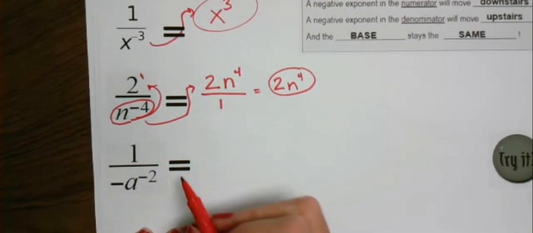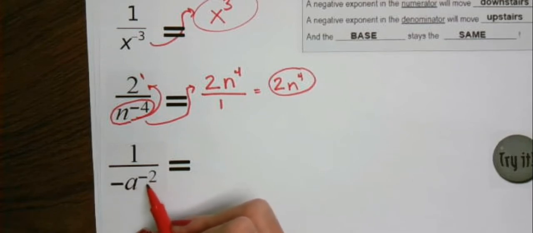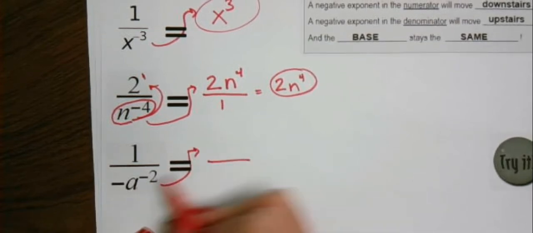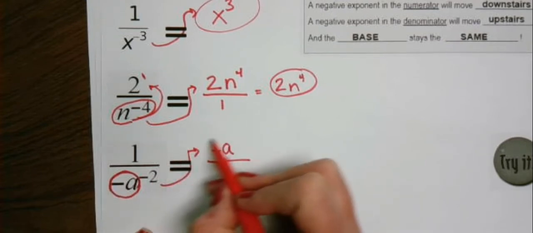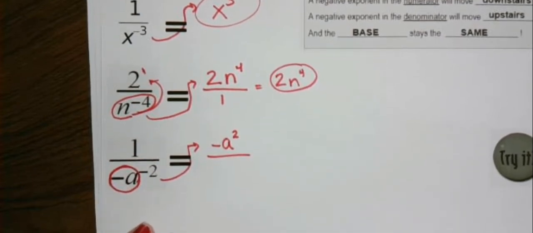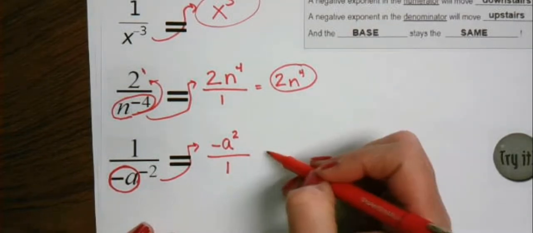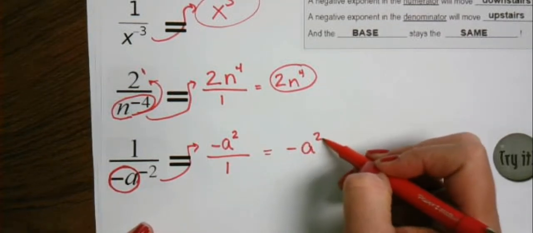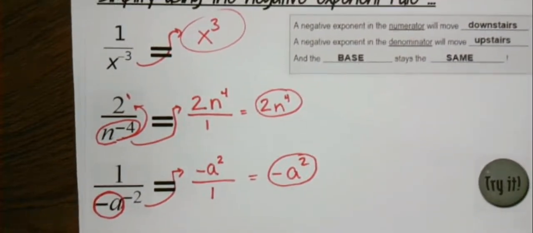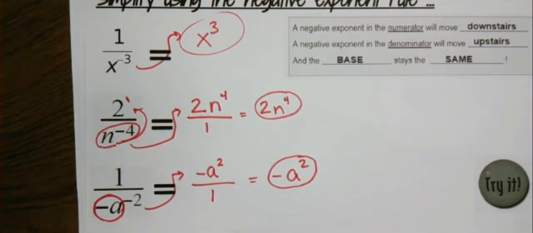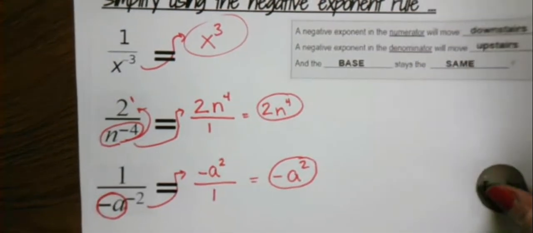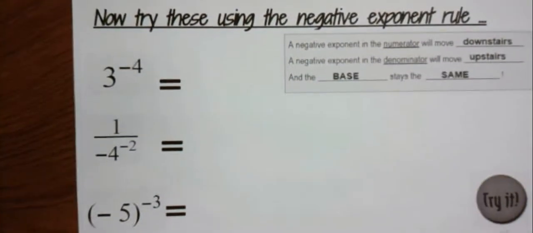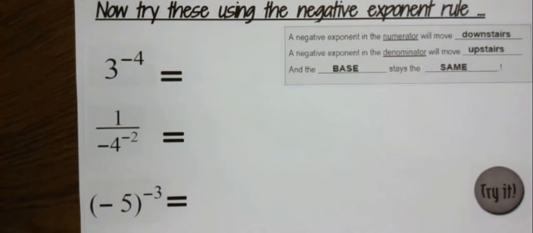All right, last one. I can see here that I have a negative exponent downstairs, so I'm going to move it upstairs. The base stays the same. The big negative a stays the same. The only thing that changes to positive is the exponent. And that would be over 1. And of course, I wouldn't need to write it over 1. I'd simplify it and it would look just like this. Okay, so these are examples of when the negative exponent is in the denominator, it will move upstairs and become positive. Okay, so now let's take everything we've learned with the negative exponent here and let's see if I can mix it up and you still got it.